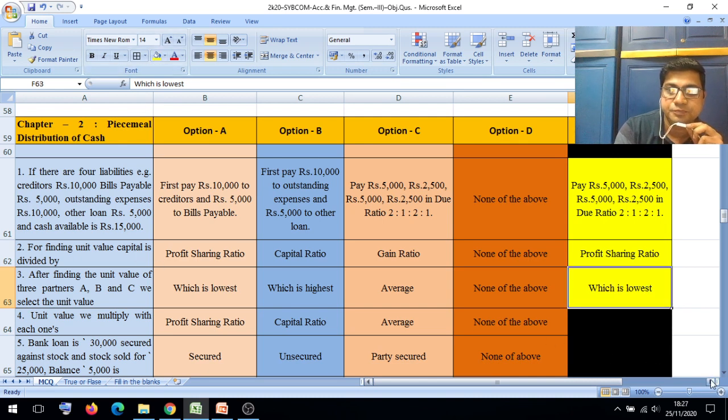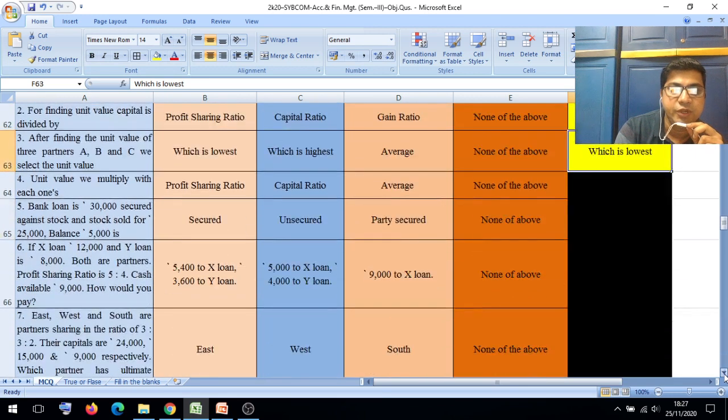Then, friends, next is the unit value. We multiply it with each one. So we have to use the multiplication by profit sharing ratio.